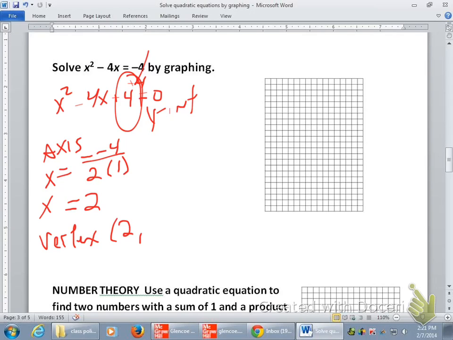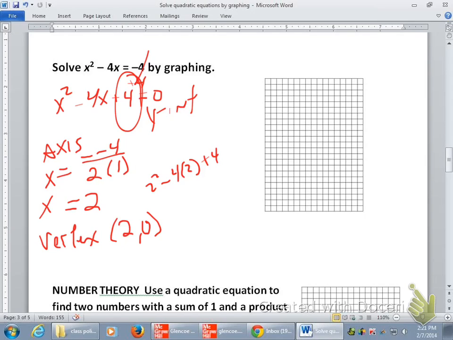It's going to be 2, and now I need to plug that in, so I've got 2 squared minus 4 times 2 plus 4. What's all that give me? It's 4 minus 8, it's negative 4. Is it 0? It's going to be 0, right?